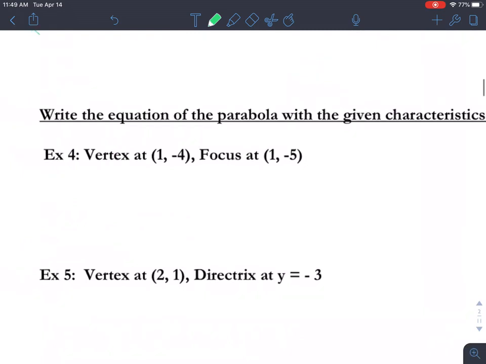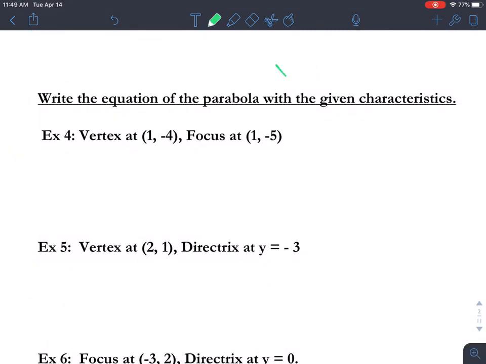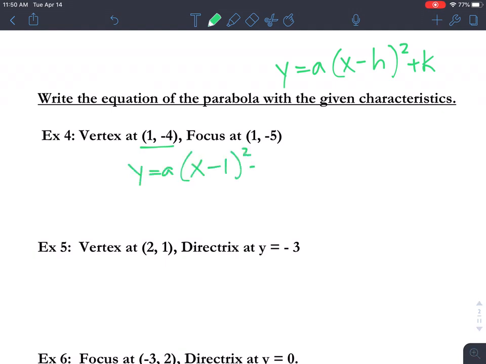Okay. So write the equation of the parabola. So we want it to look like this. Y equals a times x minus h squared plus k. Okay, so here's how we're going to start. First, we're going to do our vertex at 1, negative 4. So that's awesome. We actually already have a lot of information. x minus 1 squared minus 4. Only thing missing, guys, is this a value. Okay, and this 1, negative 5 focus situation should help us out.